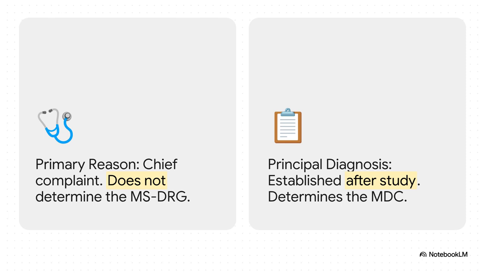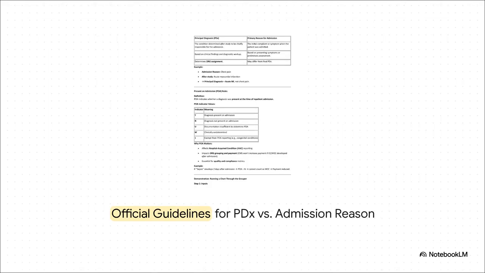Imagine a patient walking into the ER clutching their chest, right? The primary reason is severe chest pain. But that symptom does not determine your MSDRG. The principal diagnosis is the condition established after study. So after the EKGs, the lab work, the overnight observation, the doctor determines it was actually an acute inferior wall myocardial infarction. That acute MI is your principal diagnosis, and that is what entirely determines the MDC and the resulting MSDRG.